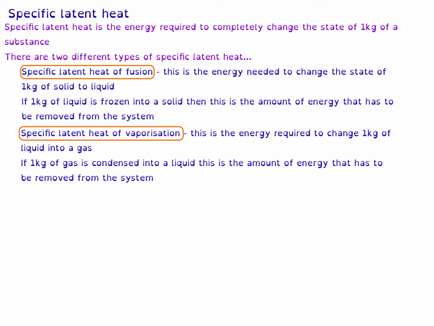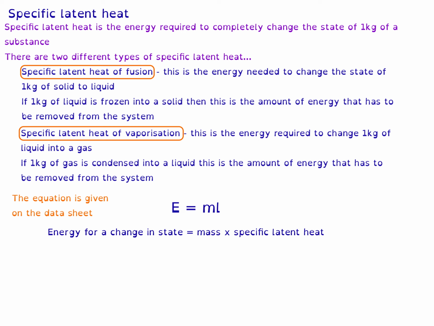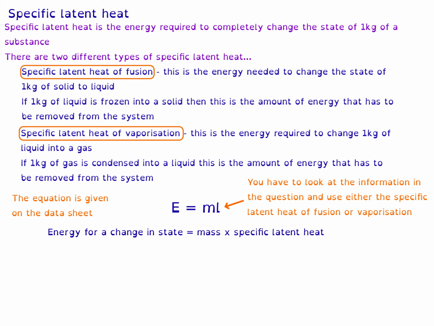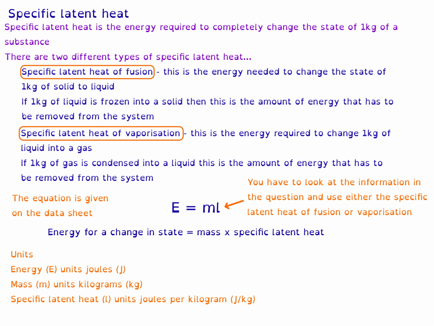The equation for specific latent heat is given on the datasheet, so you don't need to remember it. The equation is E equals mL. Energy for a change in state equals the mass times the specific latent heat. In the exam, you'll have to look at the information in the question and use either the specific latent heat of fusion or vaporization, depending on the circumstances of the question. The units: energy is in joules, mass is in kilograms, and specific latent heat is in joules per kilogram.